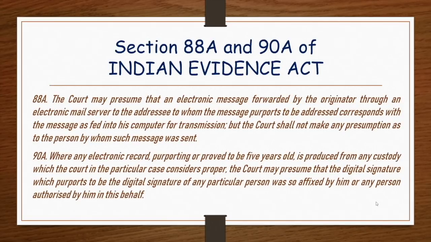So the clear understanding of this provision is that the court may presume that a communication from one node to another node has been communicated from originator to the recipient, but the court shall not make any presumption as to the person by whom such message was sent. So this provision is differentiating between man and machines in our Indian law, and it is giving a very important human touch to the problem with electronic records.